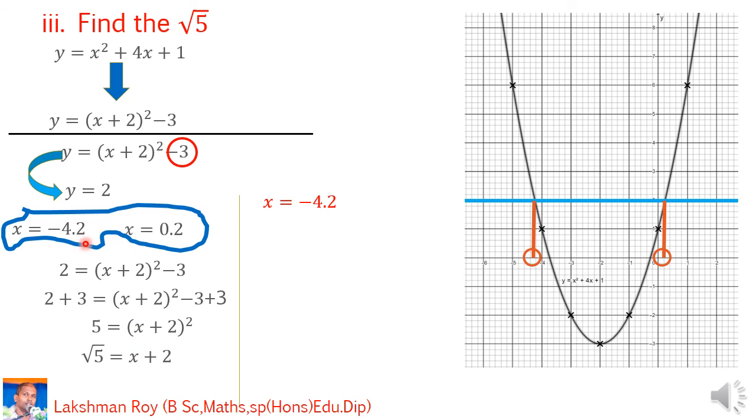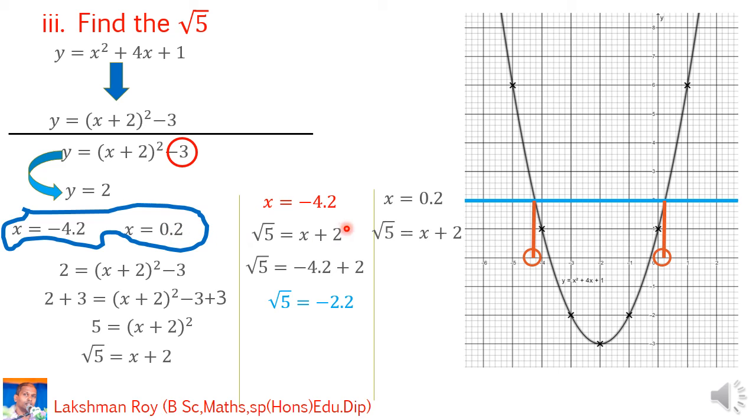Right. Now let's find. X is equal negative 4.2. Put into here. So now here x is negative 4.2. What happened? Negative number plus positive number, subtract: 4.2 minus 2. That is negative 2.2. Then x is equal 0.2. Substitute here. 0.2 plus 2, both positive. Add 2 plus 0.2 means 2.2. That is the square root of 5.